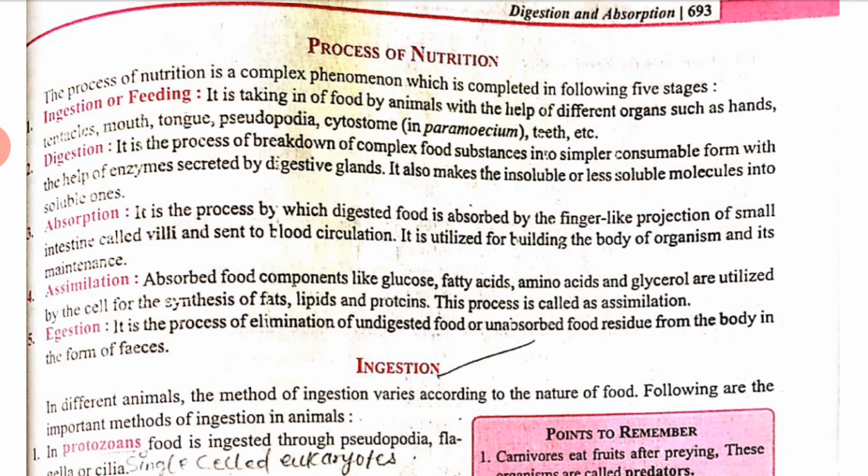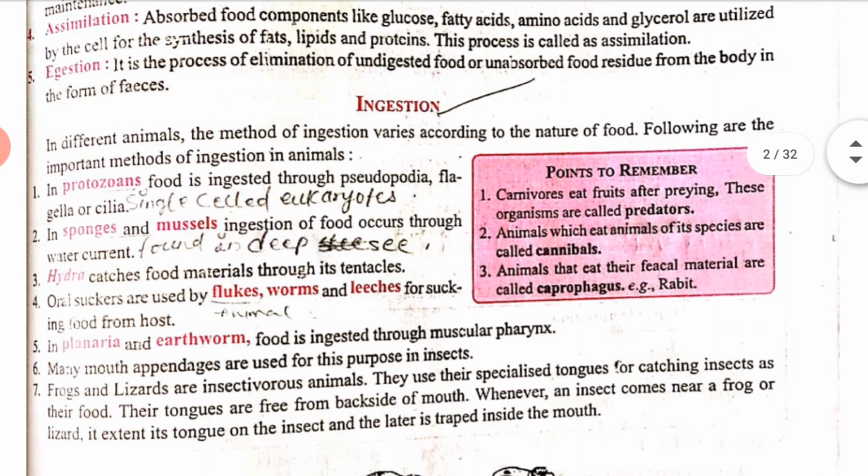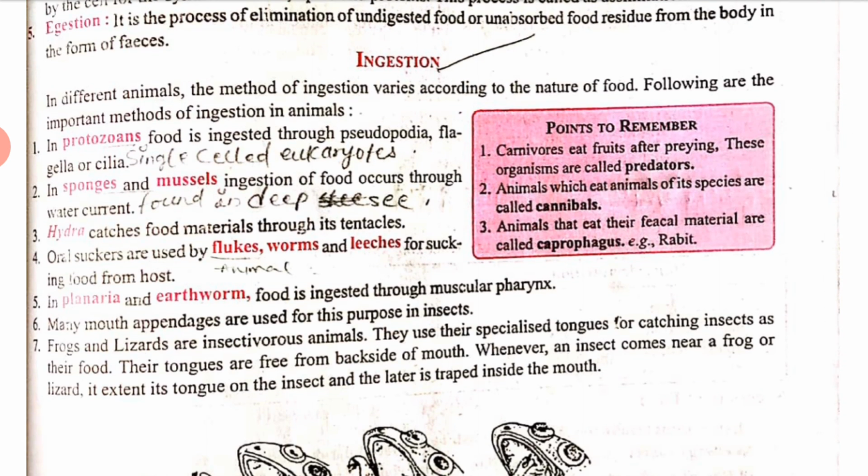So let's talk more about ingestion. As you all know, in different animals the method of ingestion varies according to the nature of the food. Let's talk about the protozoans. Food is ingested through pseudopodia, flagella or cilia. Protozoans are generally single-celled eukaryotes, and they take their food with the help of pseudopodia, flagella and cilia.